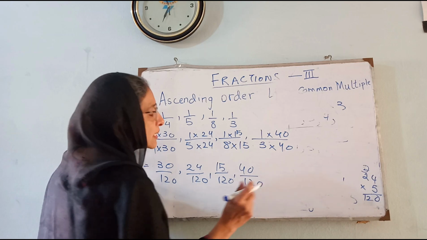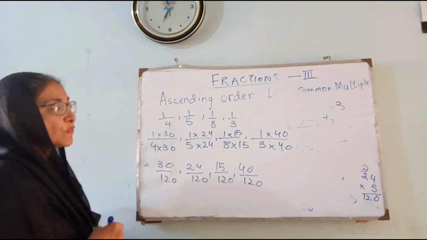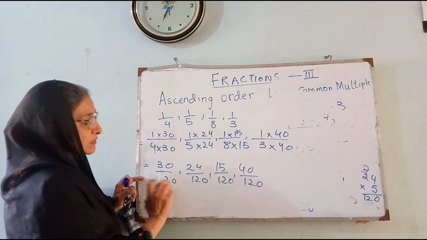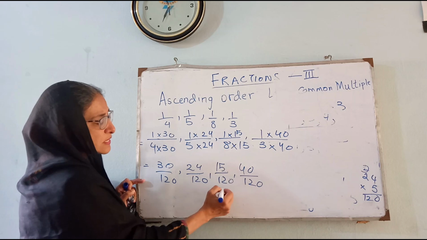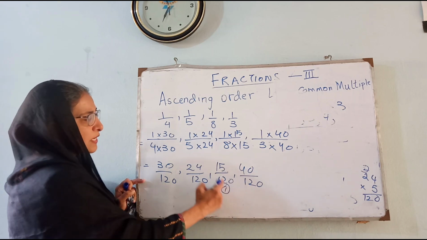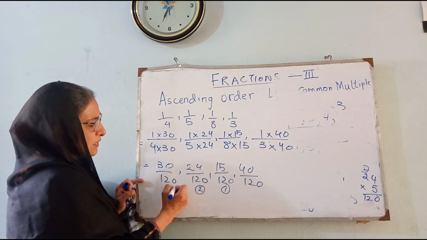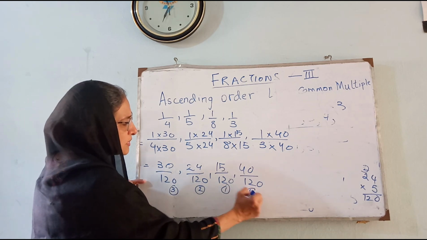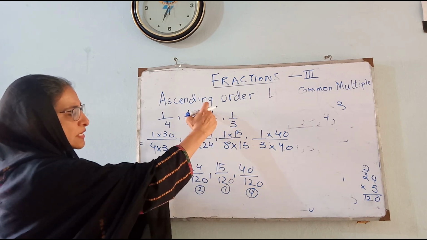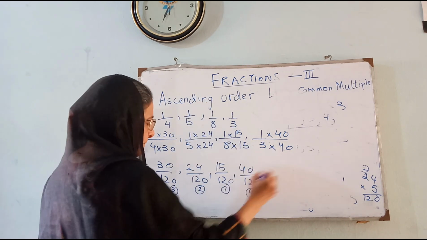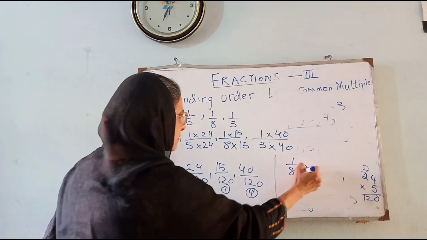So we have to write in the ascending order. Ascending order means that we have to write from the smaller number. Just ignore the denominator and compare the numerators. This is the smallest. Then after 15, 24 is going to come. Then after this, this. And after this, this is the last. What is the fraction for 15 by 120? It is 1 by 8. So my answer will be 1 by 8.